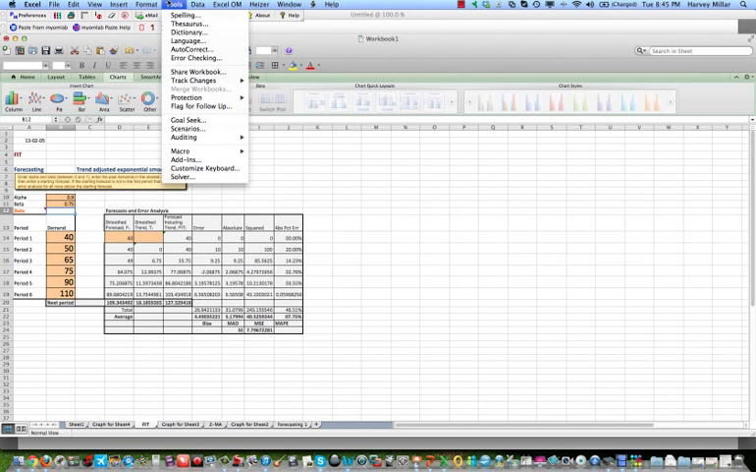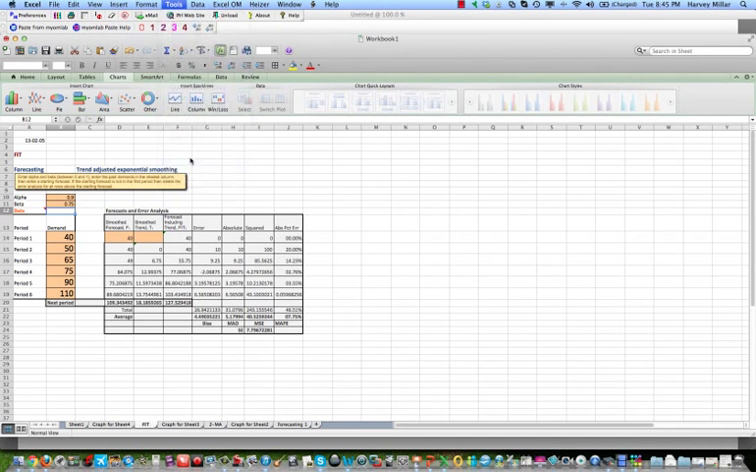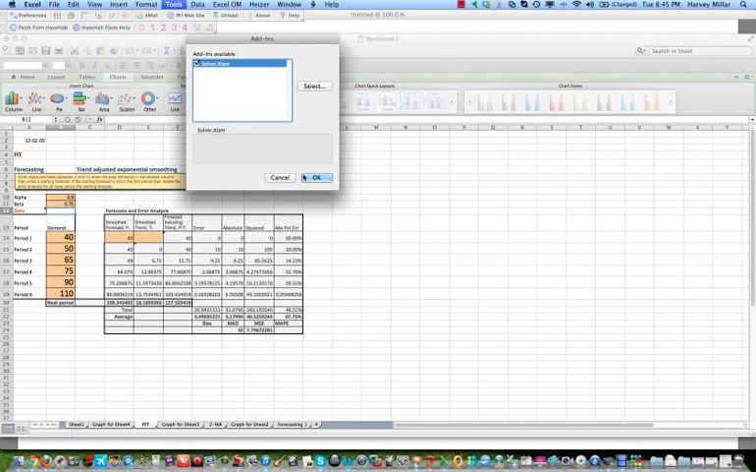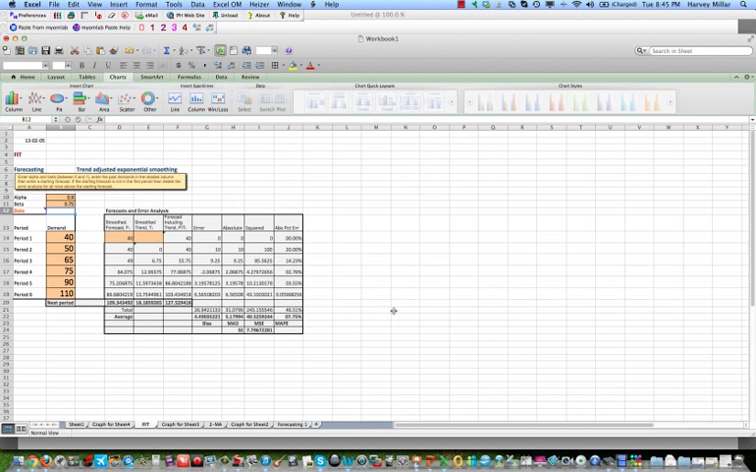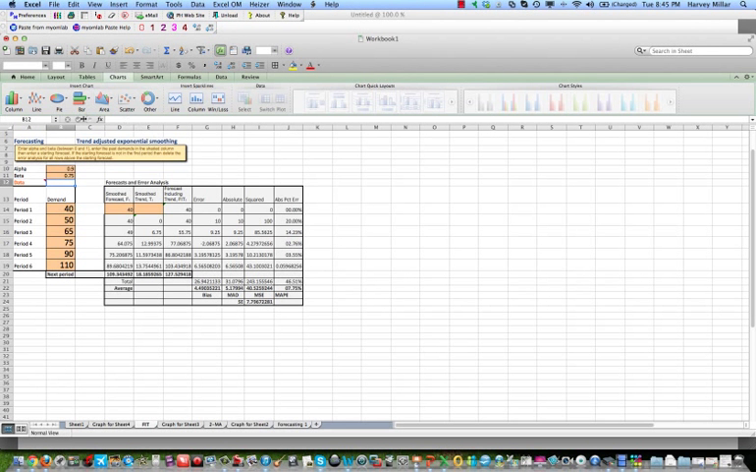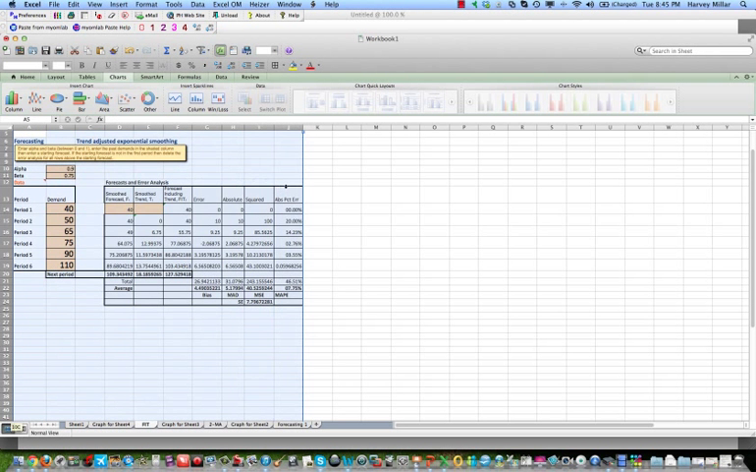If I have my tools here, solver. Do I have solver? Macro add-ins. Yes. Now I could attempt to see if I could find the best values of alpha and beta by using solver. First of all, let me just make the screen a little wider, so that you can see what I'm doing.